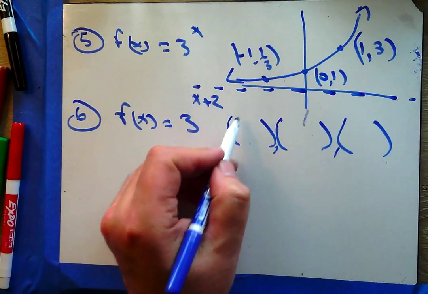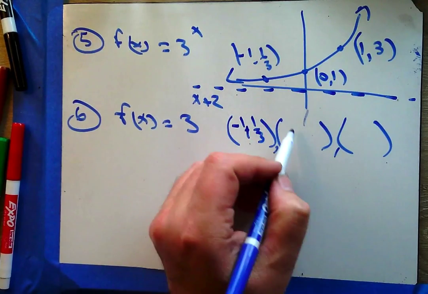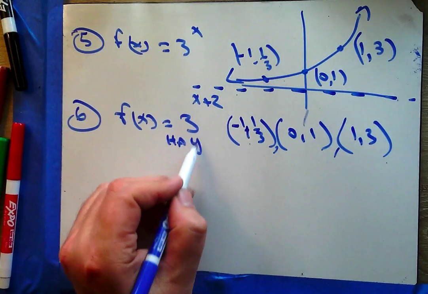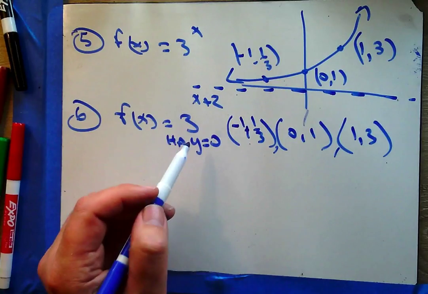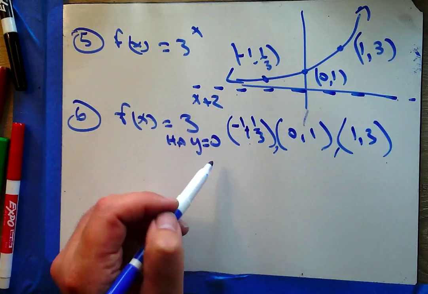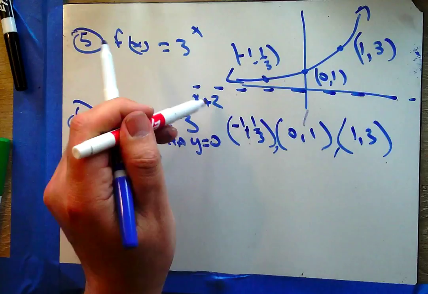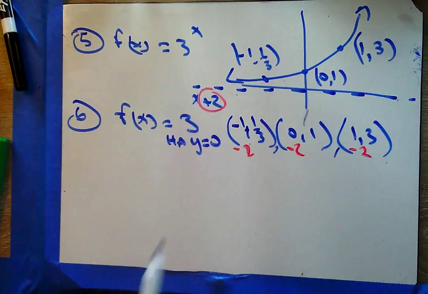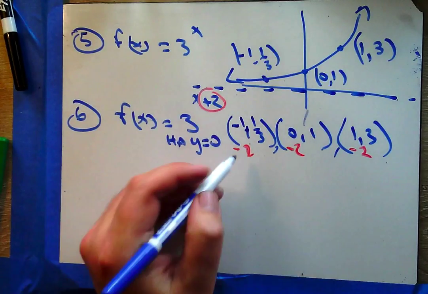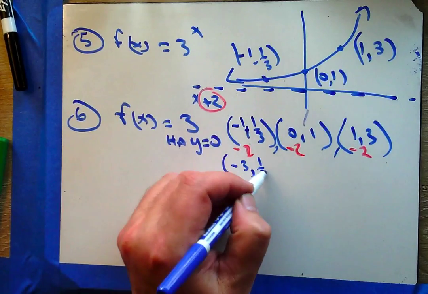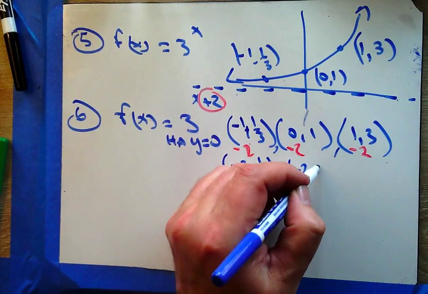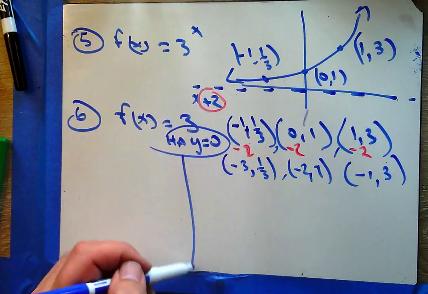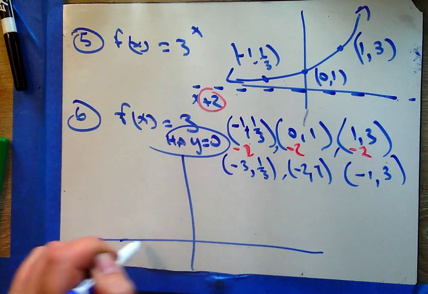Okay? So we've got -1, 1/3. We've got 0, 1. We've got 1, 3. And don't forget our horizontal asymptote is y equals 0. So I'm on the lookout for something that would shift that too. I do see here only one transformation, subtracting 2 from all the x's. So the points that I need to graph are negative 3, 1/3; negative 2, 1; and negative 1, 3. The horizontal asymptote is still at y equals 0.